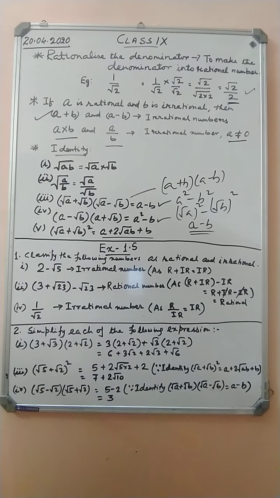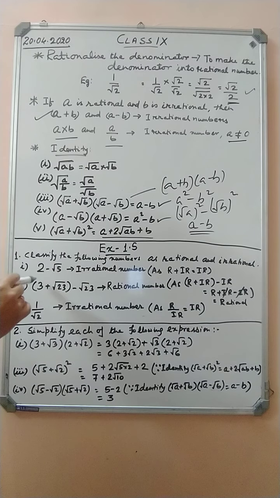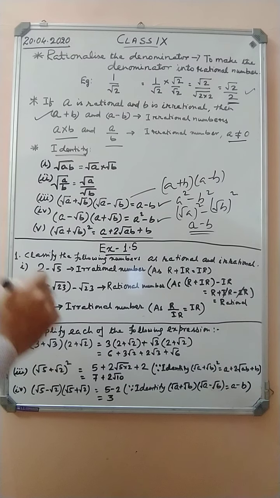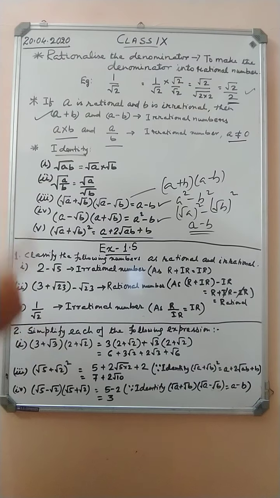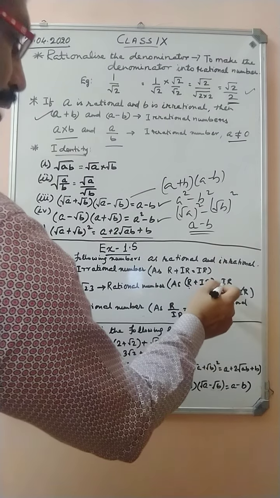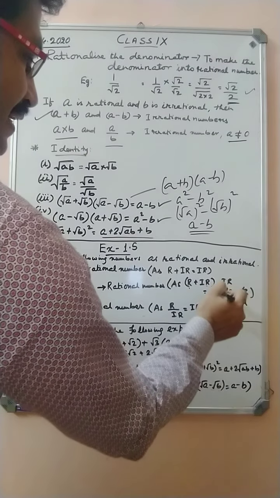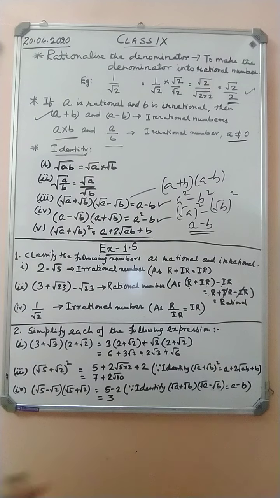Now part number 3 I am doing: 3 plus root 23 minus root 23. Now you see the bracket outside has a minus before root 23. So when we take out the bracket, it will be 3 plus root 23 minus root 23. That means plus root 23 and minus root 23 cancel, and you get 3. So that is a rational number. So rational number plus irrational number minus irrational number: the irrational parts get cancelled, so it is rational.